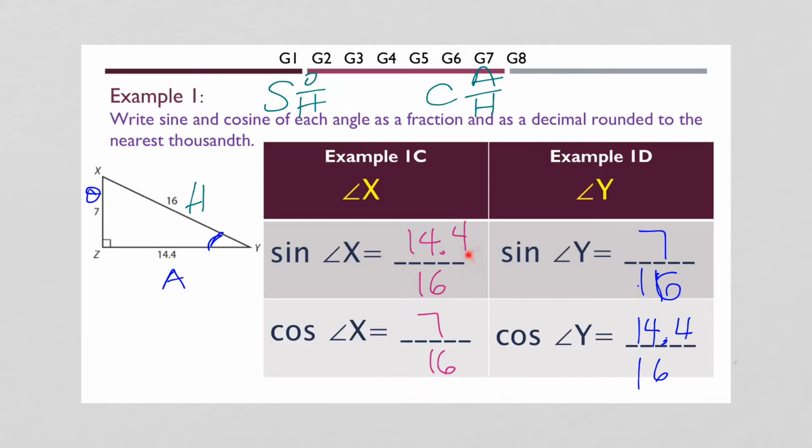So notice how sine of x and sine of y, the only thing that changed was the opposite value. So when you're going based on y, opposite is 7. If you're going based on x, opposite is 14.4. And same thing with the cosine of x and cosine of y. The hypotenuse didn't change. And notice the correlation here.